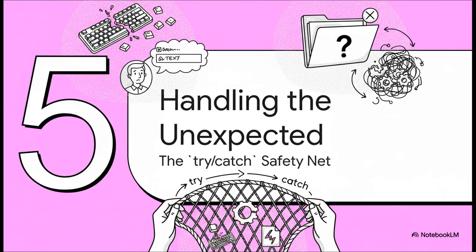All right, let's talk about what happens when things go wrong, because they will. A user might type hello for a GPA, or maybe a file you're trying to read doesn't exist. A good program doesn't just crash and burn, it handles these things gracefully. That's where you build a safety net with try/catch.